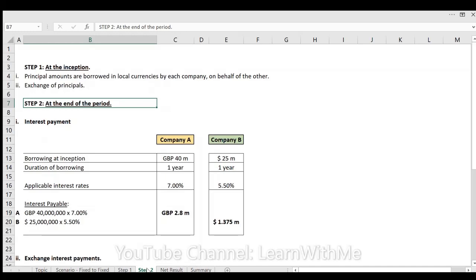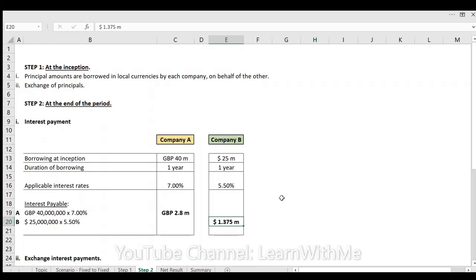So if we calculate the interest payable by both these companies, company A would be paying an interest of 40 million GBP multiplied by 7%, while company B would pay an interest on $25 million at 5.50%. Here we arrive at GBP 2.8 million, and here we arrive at $1.375 million. So these are the interest payments made.